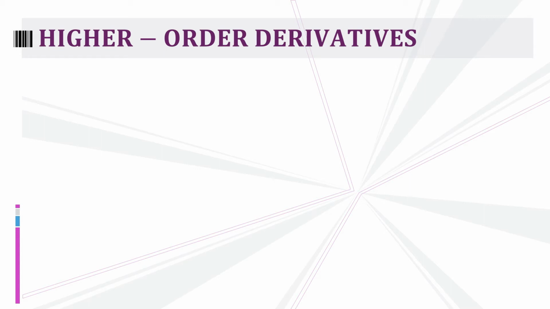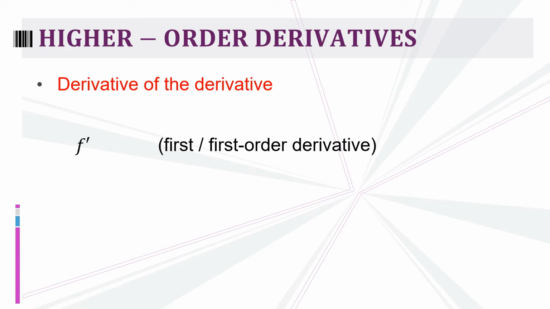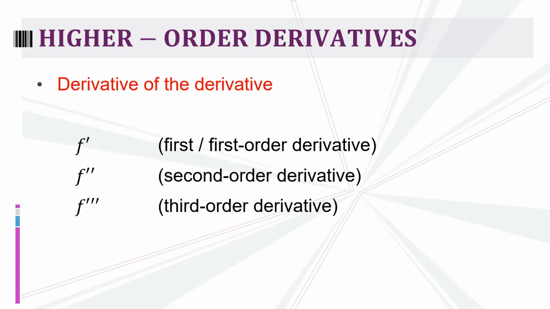If we talk of higher order derivatives, we are actually getting the derivative of the derivative. Okay? So yung unang derivative na kinukuha natin, we call that the first order derivative. Ito yung usual na ginagawa natin. Okay? Now, if we take the derivative of that, that is now the second order derivative. And taking the derivative of the second order derivative gives us the third order derivative. And so on and so forth.